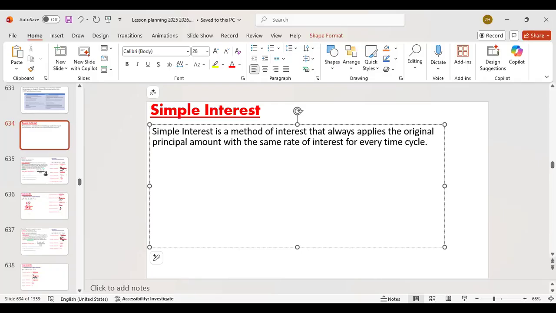So simple interest is usually per annum. And per annum just means yearly, right? So we always express the time period in years. That's a rule of simple interest. You always express the time period in years, right?